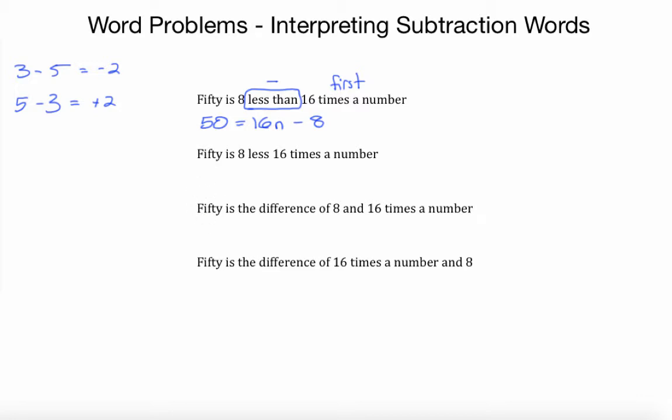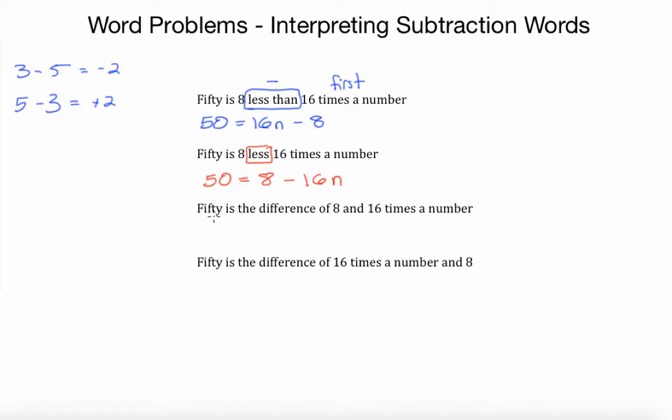Okay, let's do another one here. This is still 50. 50 is 8 less, notice there's no "than" in this case, so it's slightly different, 16 times the number. So in this case, the only thing I'm seeing is less. Now this works just the opposite way. This does go in the order. It says if you have 8 first, less whatever you have after that, 16 times the number. So I would translate that one as 8 minus 16 times a number. Look at that. Just by including one word or not, we have a very different problem and a very different solution.